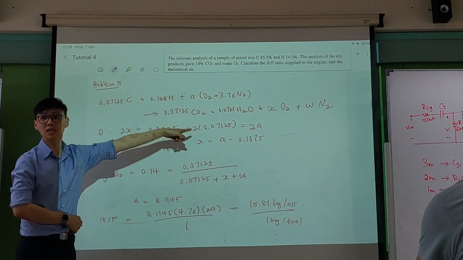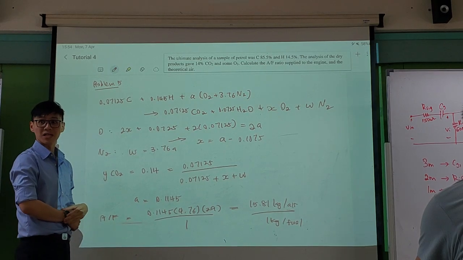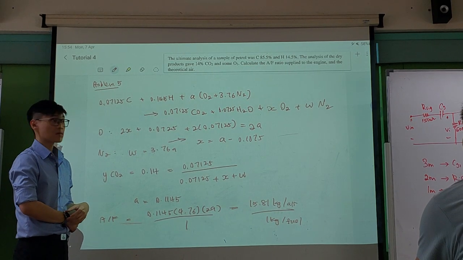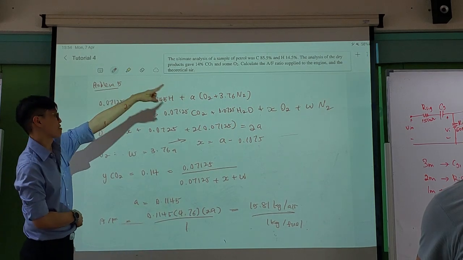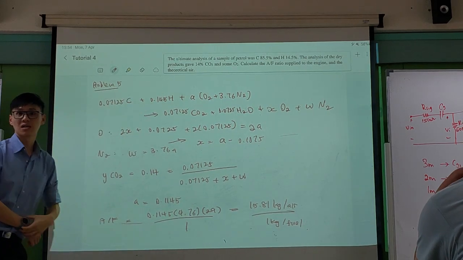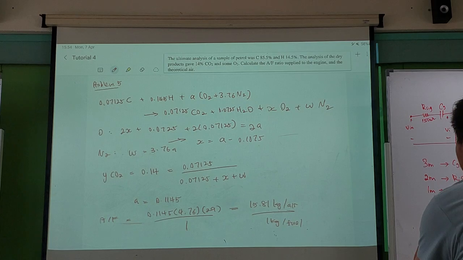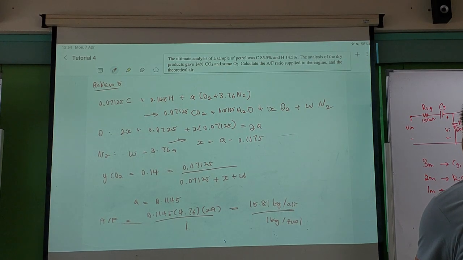You balance up, C and C. How did you get from the first one? How did I get from the first one? Previous question. It's the exact same value from previous question. So I just take the value from previous question.